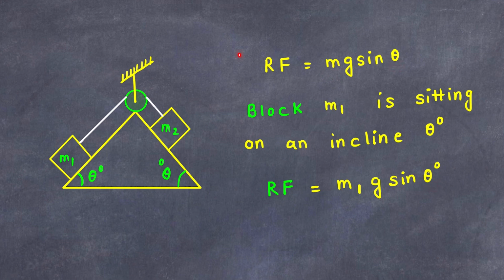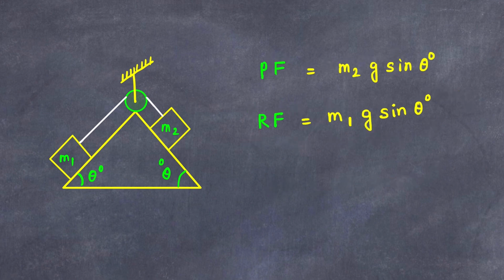And the value of the resisting force will also be mg sin theta. The block of mass m1 will provide us the resisting force, as we have discussed earlier. This block of mass m1 is sitting on an inclined plane of angle theta degree, so the resisting force will be m1 g sin theta. In the place of m we have substituted m1, and in the place of theta, the value of the incline, we have substituted theta degree. So the pulling force is m2 g sin theta and the resisting force is m1 g sin theta.